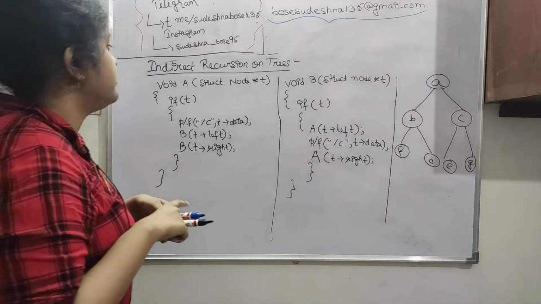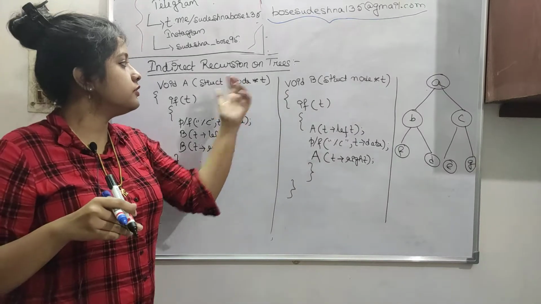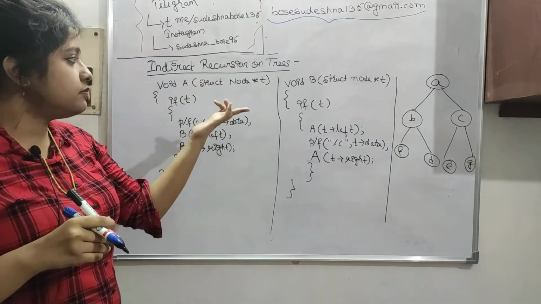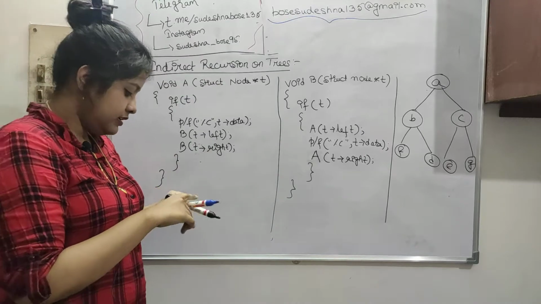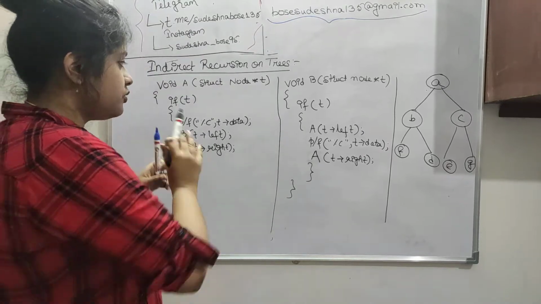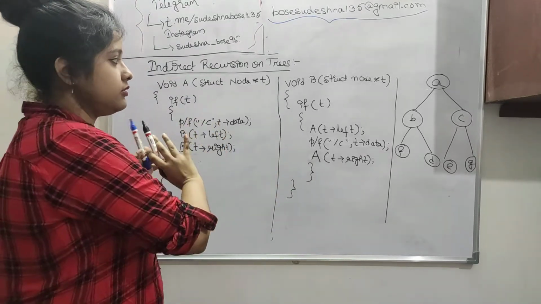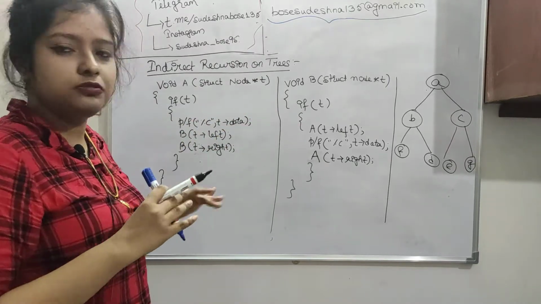So our next topic is indirect recursion on trees. We have done double order and triple order today. So this is our next function. Don't get scared about this, because it may look huge but it is not.